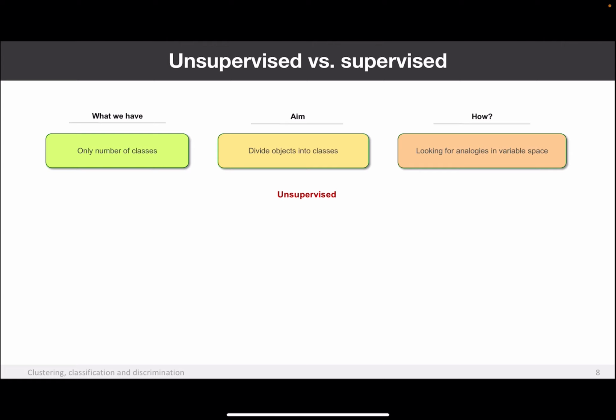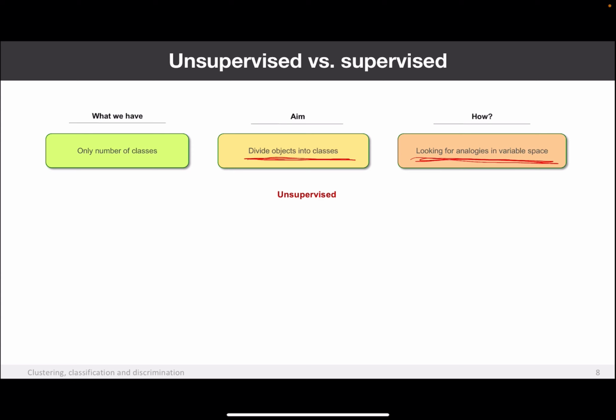Sometimes we even don't have a number of classes, but still need to classify, to group our observations into groups, right? Divide our observations into groups. That's actually the aim, right? So we need to divide our observations, our measurements into two or several groups, which we call classes. And then the idea is we simply look for analogies, we try to compare all measurements to each other, and then we try to find out the similarity and dissimilarity measure, and then use it to cluster the measurements together, right?